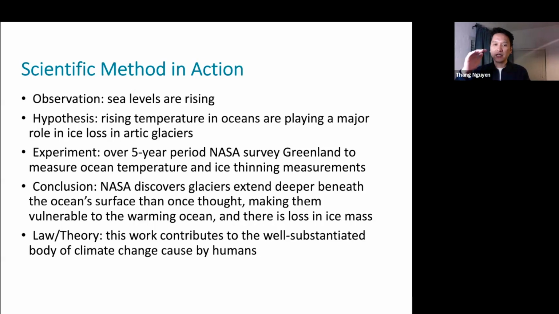So the more glacier is in the water, the more vulnerable it is to the temperature of the water, which is warming up, right? And if it's warming up, it's melting, it's losing its mass, and therefore increasing the mass of the water in the ocean. So from that conclusion, it contributes to this massive body of work that says that there is evidence of climate change that is caused by humans. And indeed, one such change is the rising temperatures of the ocean, causing the rise in sea levels.